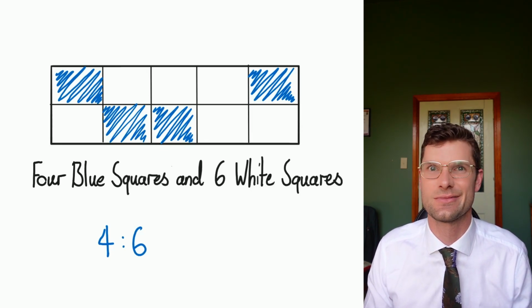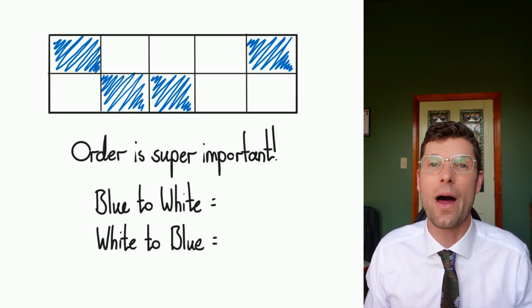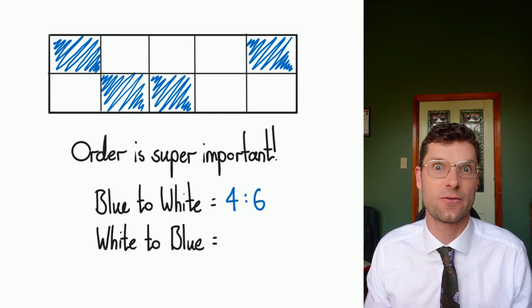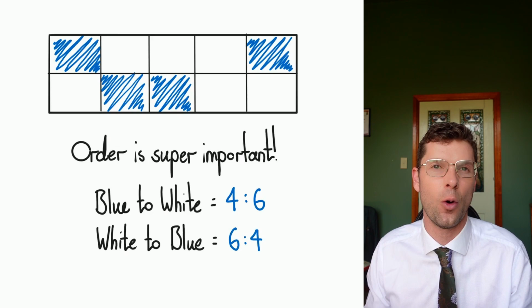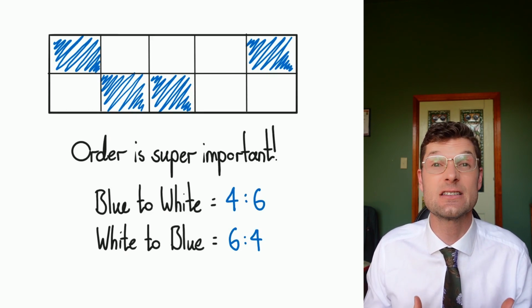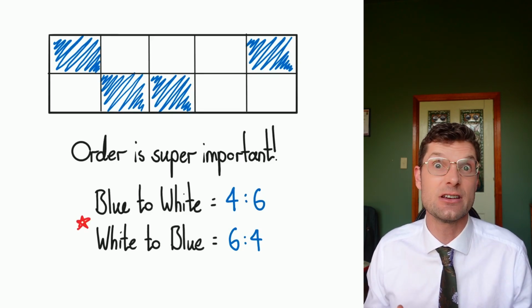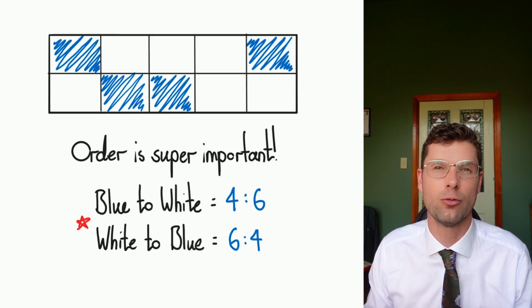4 : 6, done. Something that's really important with ratios is that the order absolutely 100% matters. So the ratio of blue squares to white squares is 4 to 6. But the ratio of white squares to blue squares is 6 to 4. And making sure that we're very specific with our language is essential to getting these ones correct. So whatever is stated in the question, you've got to be extra careful reading that so you can put your ratio the right way round.